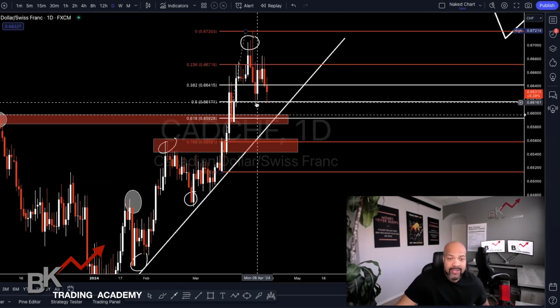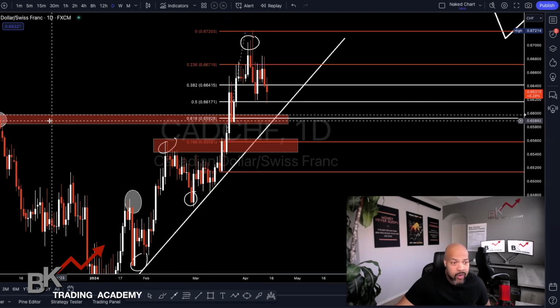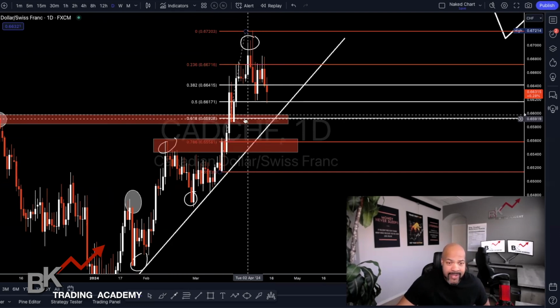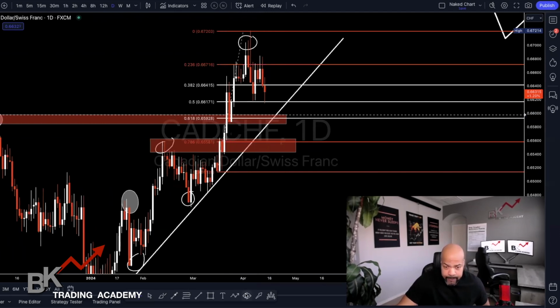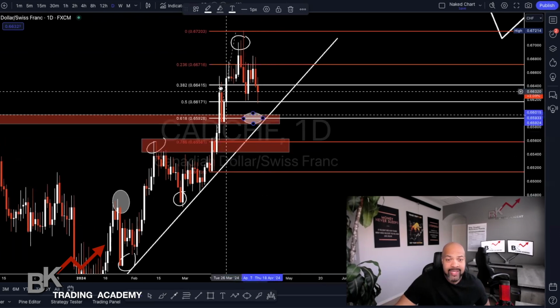And I want price to go to one of my levels here. The 50 level is pretty good. The 618 level is pretty decent as well, and it happens to line up right at my 618 level right here. As long as it lines up within one of these areas, I think you're pretty solid to go. So I believe price can come here before I want to take any entry.